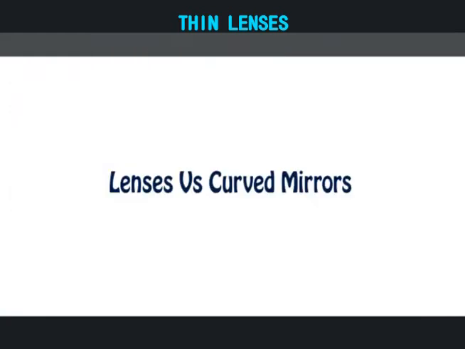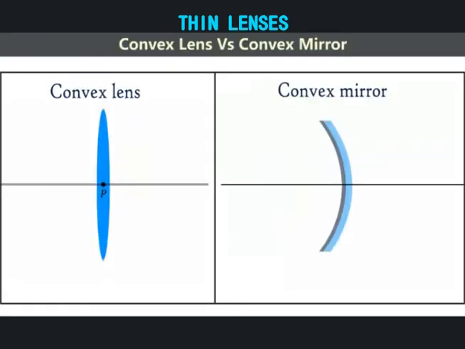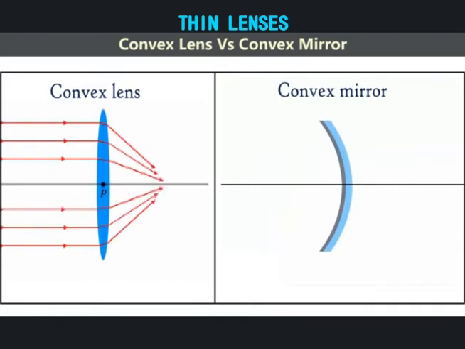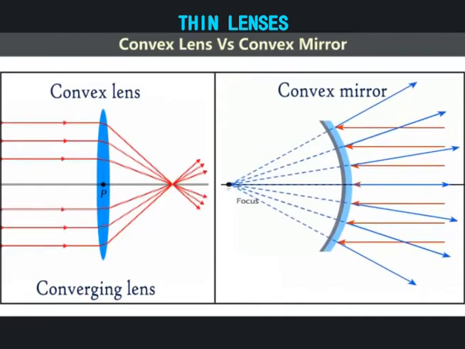Now, did you notice another difference between lenses and curved mirrors? If you haven't, watch here. This is a convex lens, but this is a convex mirror. A convex lens converges rays of light parallel to its principal axis and is therefore a converging lens. But a convex mirror diverges rays of light parallel to its principal axis and is therefore a diverging mirror. It is important to see that.